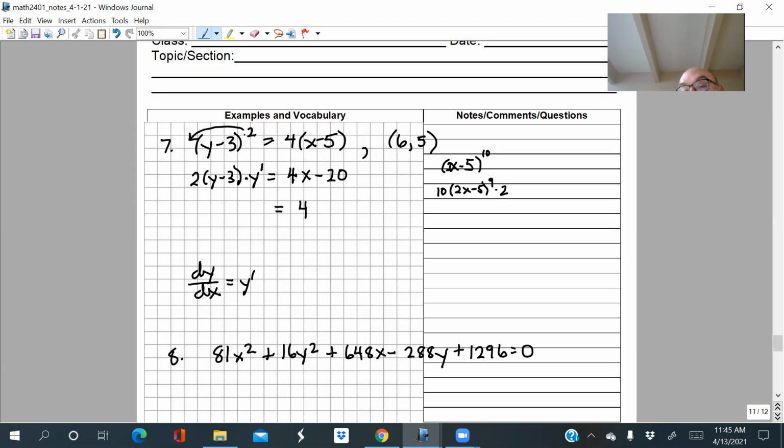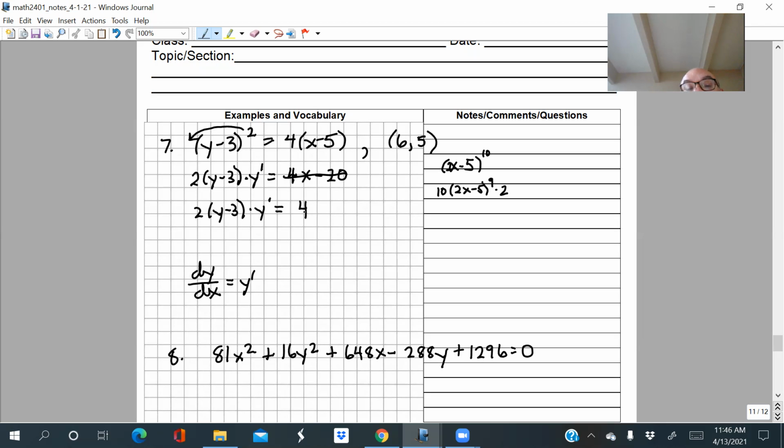That's exactly the same thing that's happening here. Bring the 2 down times y minus 3, but then you have to remember to multiply in the derivative of y minus 3. Unfortunately, you don't know what the derivative of y minus 3 is, so you just have to fill in y prime. We're going to soon find out what y prime is, because we're going to solve this equation now, not this equation. We're going to solve this equation for y prime, right?